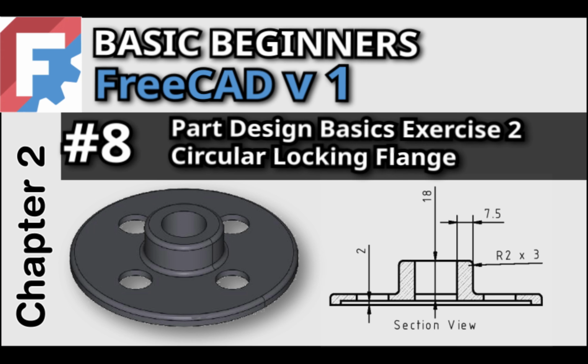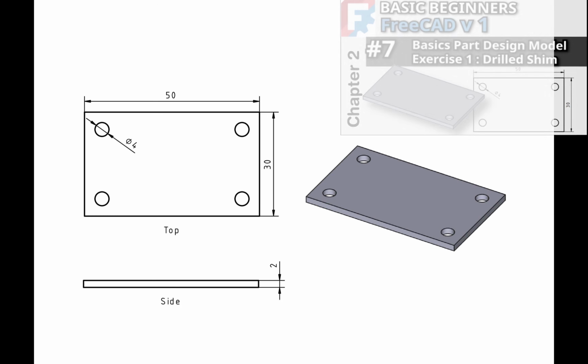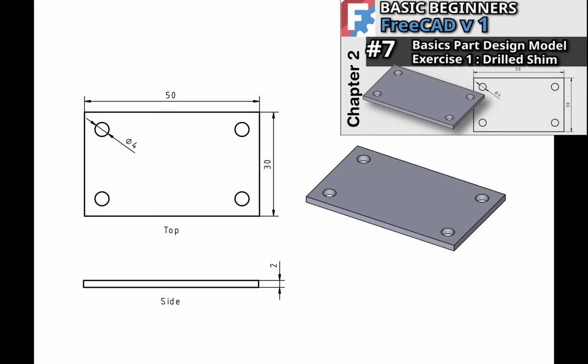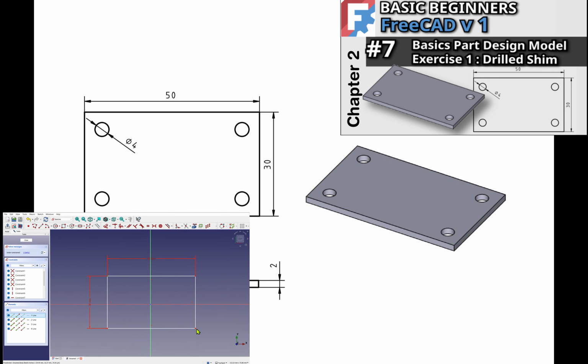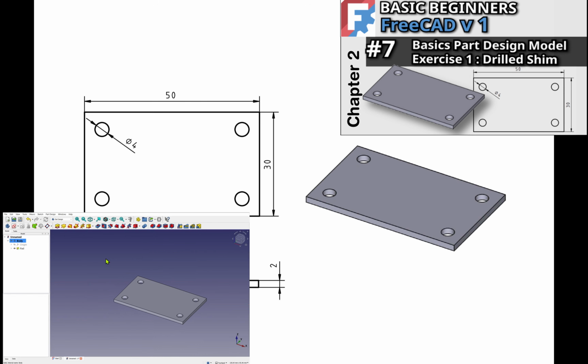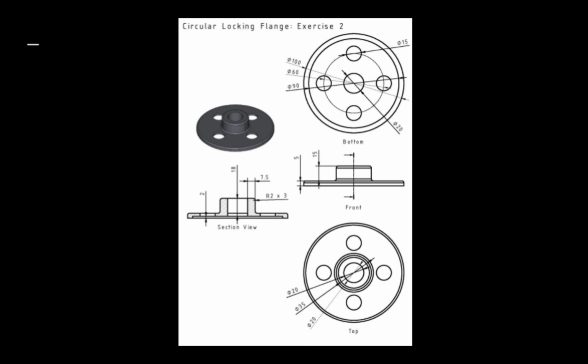Welcome to the next lesson in our course, Basic Beginners FreeCAD for FreeCAD version 1. In our previous lesson, we used tools from both the Sketcher and Part Design workbenches to create our first model, a simple drilled shim. We practiced drawing geometry, applying constraints, and turning sketches into 3D solids, using operations such as the pad. In this revised and updated lesson, we'll build on those skills to model a circular locking flange.